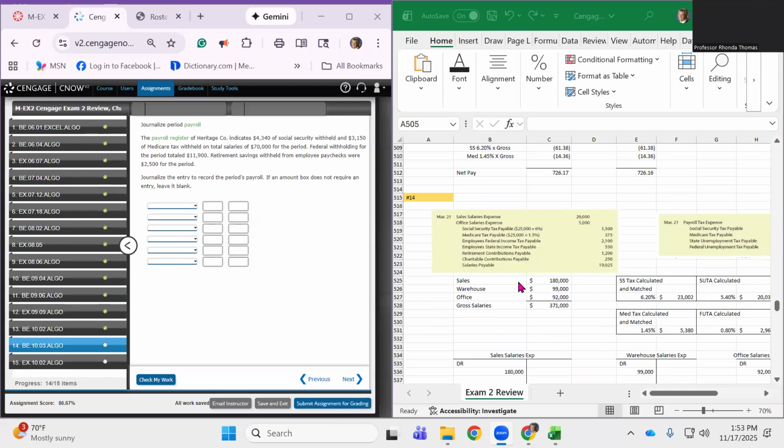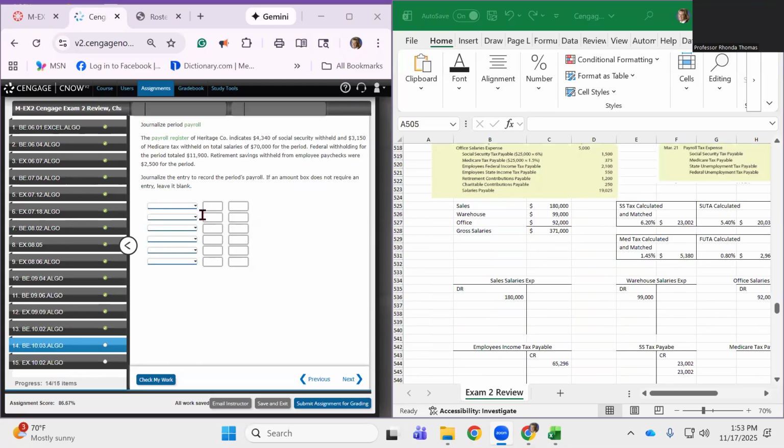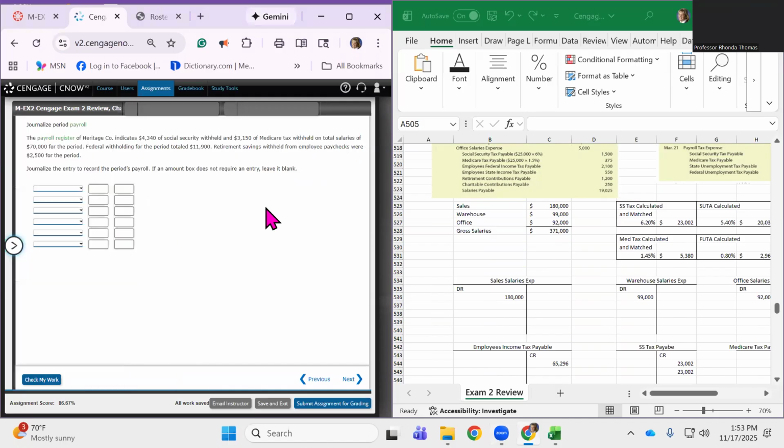All right, so I brought in a problem that I had elsewhere. So we're going to figure out the payroll. So once again, an employer has to match employees' Social Security and their Medicare contributions. So that's another expense to an employer. And then they have to pay in to state unemployment and federal unemployment. All right, so let's see if we can't figure it out.